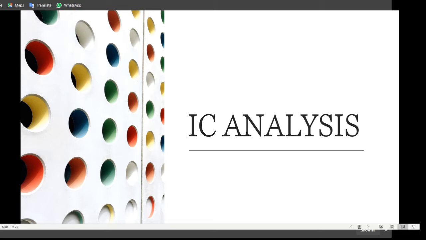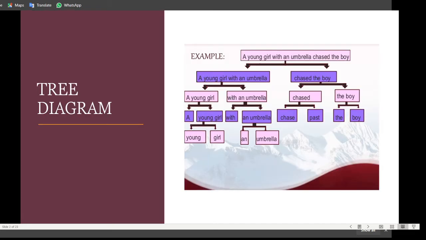In today's session, we'll continue with IC analysis, and I hope by now you are familiar with the binary division that we do in IC analysis. You know how to divide a particular construction into various constituents, immediate constituents, and ultimately we reach that stage where we get the ultimate constituents. How we represent that using the tree diagram method is now familiar to you.